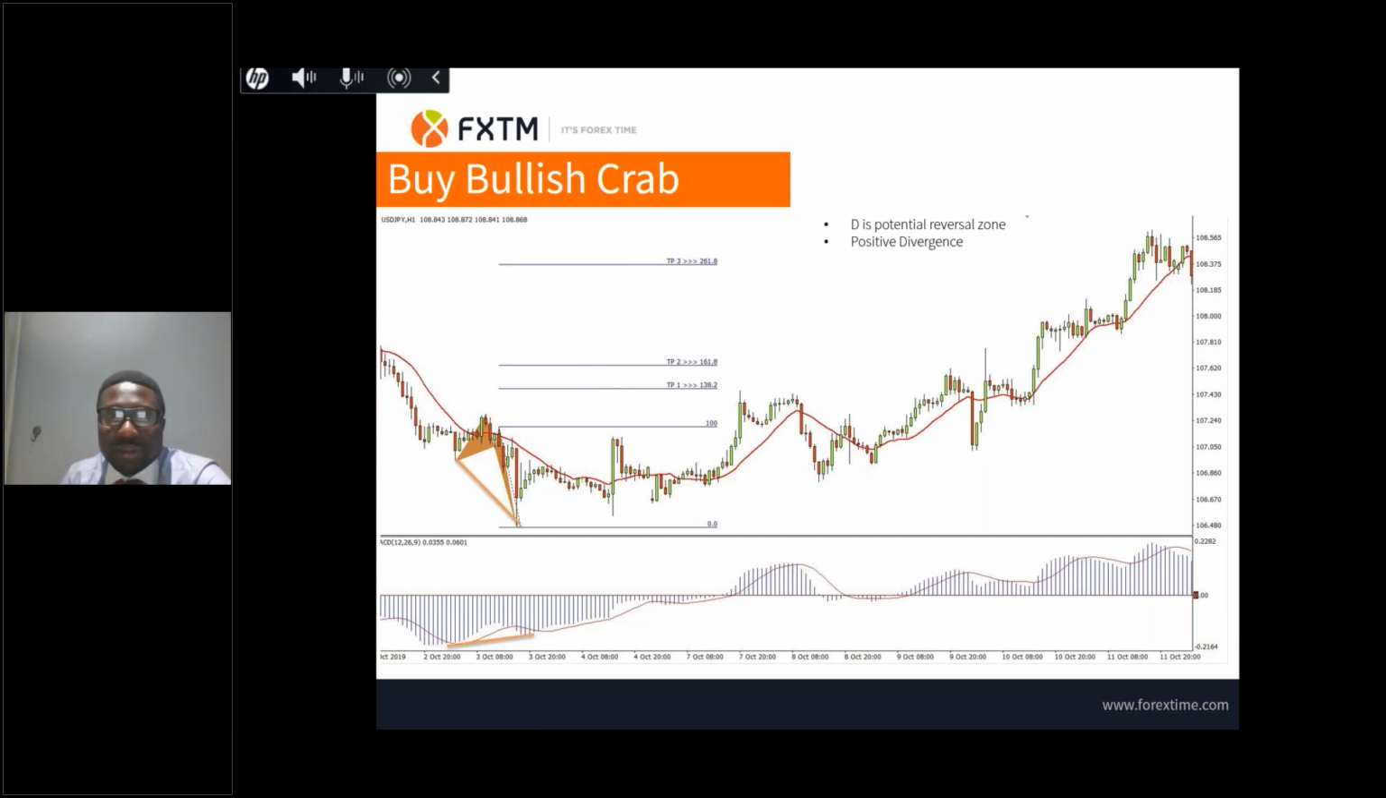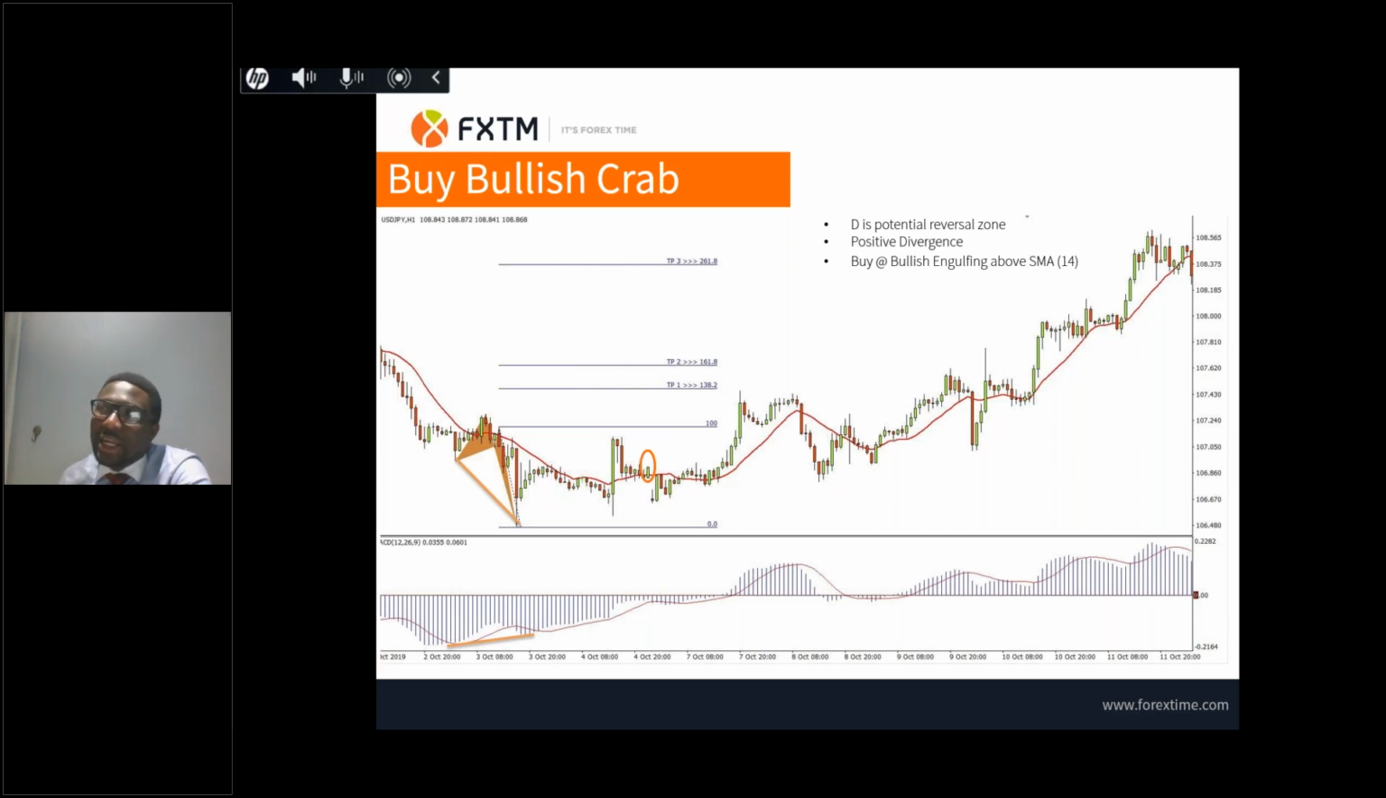But how do I enter the point? D is the potential reversal zone. We are expecting a reversal at point D. The next thing I'll do is to find a positive divergence. As you can see on my chart, there is a positive divergence between X and D. And the next is buy at the bullish engulfing above SMA 14. That is SMA 14 circled there, bullish engulfing. Don't forget our bullish engulfing.